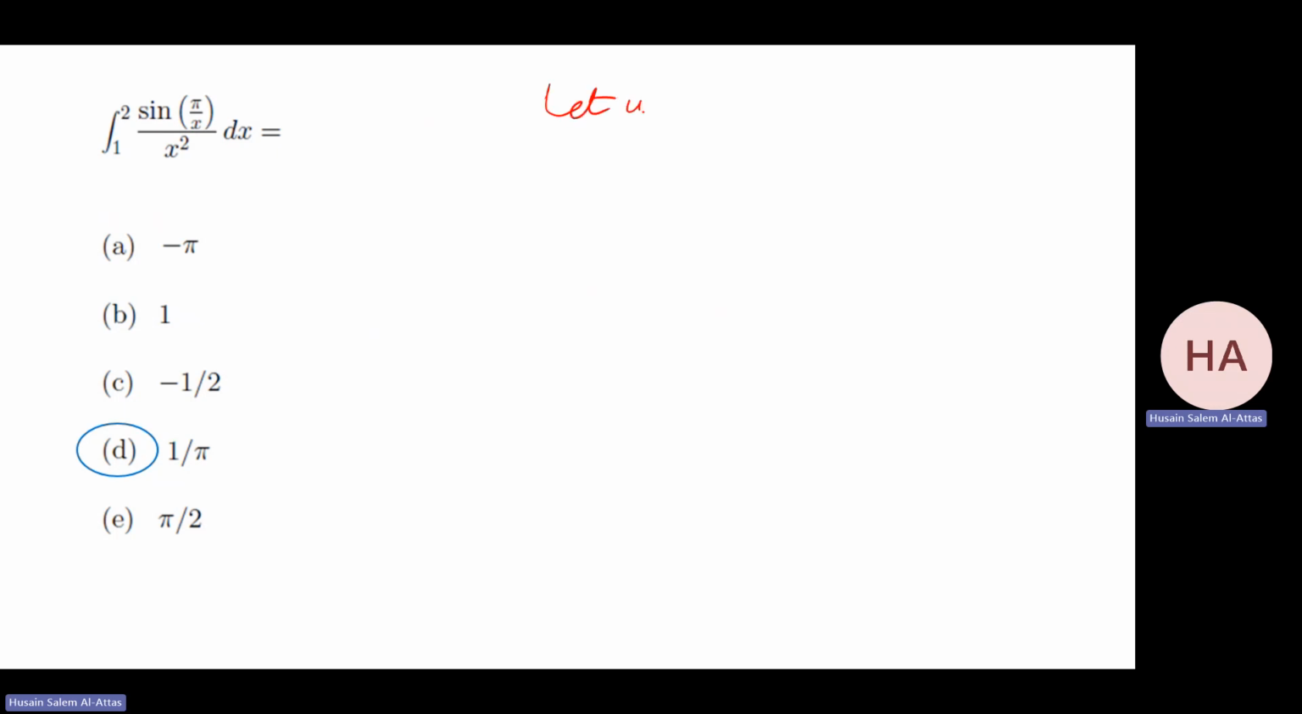Very clear, I let u equal pi over x. So du is what? Minus pi over x squared. So I need minus pi here somewhere. Multiply by minus pi, multiply by minus 1 over pi outside. Okay. So that gives me what? Minus 1 over pi. Integral from what to what? For x equal 1, u will be pi. For x equal 2, u will be pi over 2.